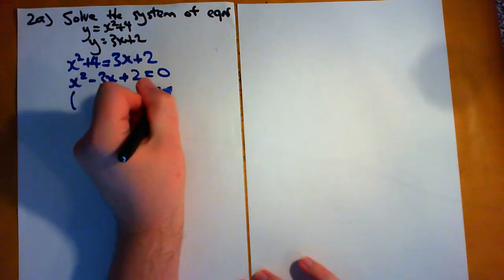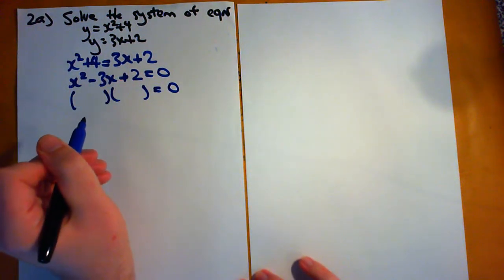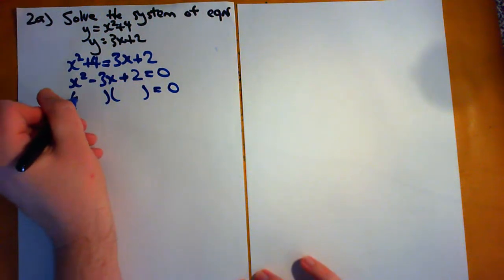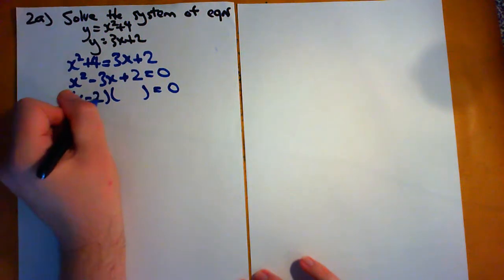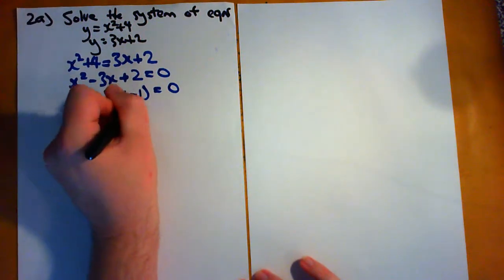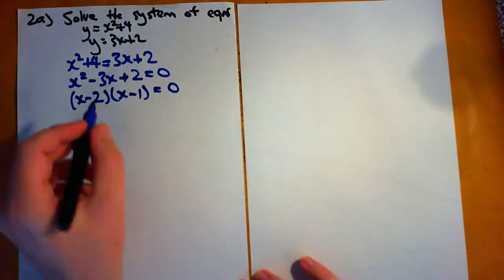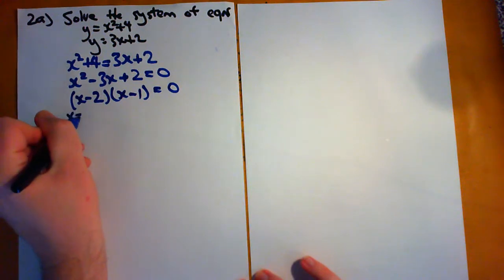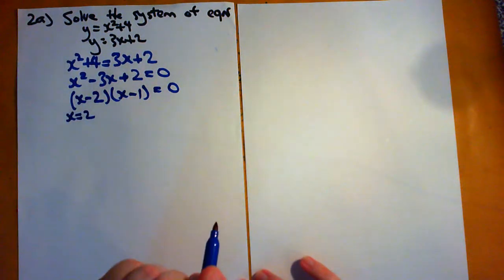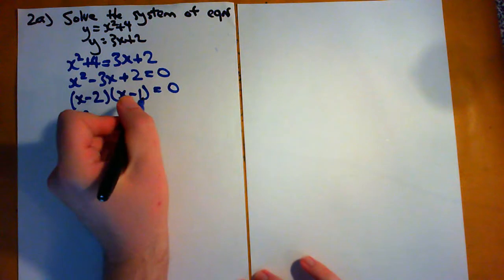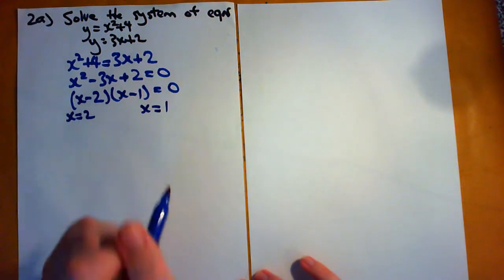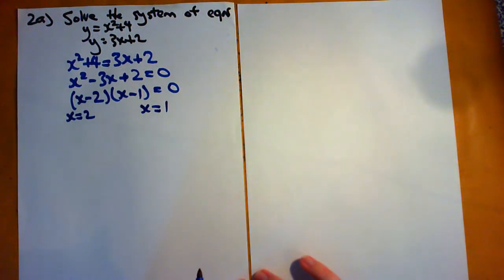We're looking for two numbers that add to negative 3, but multiply to 2. Clearly those two numbers are minus 2 and minus 1. So when the first bracket is 0, when x minus 2 equals 0, that tells us that x equals 2. And when the second bracket is 0, x minus 1 equals 0 means x equals 1. Those are our two answers for x. But we need to keep going because we need to find y as well.